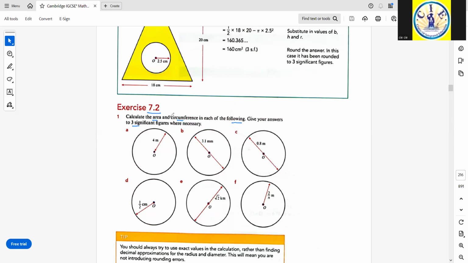Okay. Before we start this exercise, we should be writing down the formulas for the area of a circle, that is pi r squared, as well as the circumference of the circle. This is actually the perimeter of the circle, which has the formula 2 pi r.